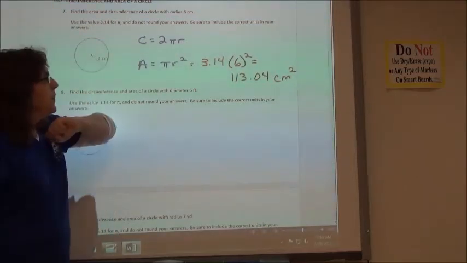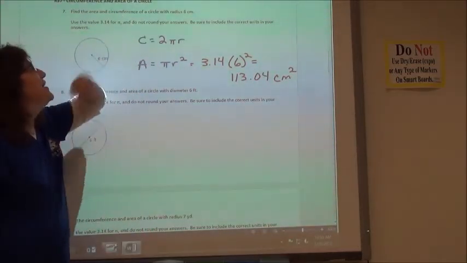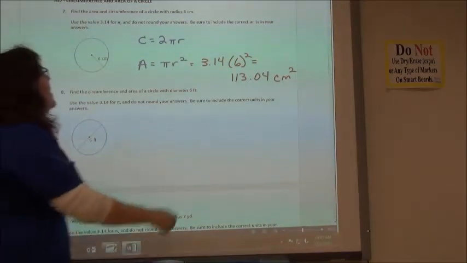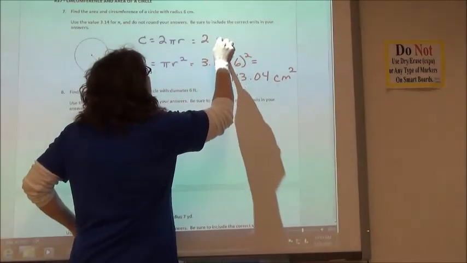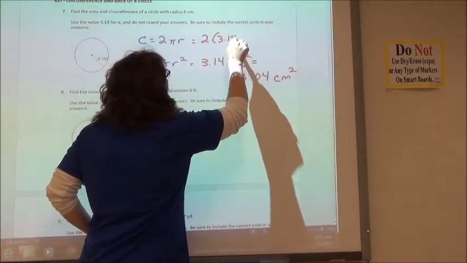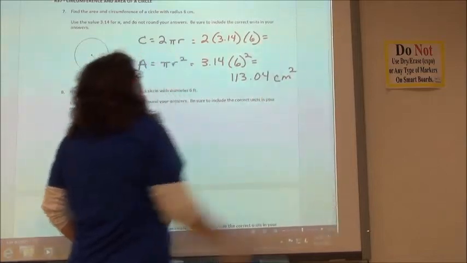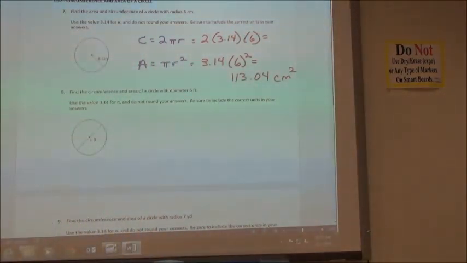So what's the top one? The top one we're going to do now, because it said to do the circumference second. I probably should have written them the other way. For circumference, I'm going to take 2 times pi, which is 3.14, times my radius, which is 6. And so you take 2 times 3.14 times 6.